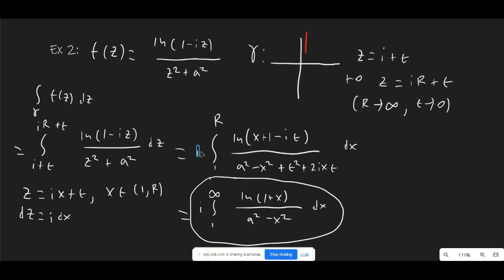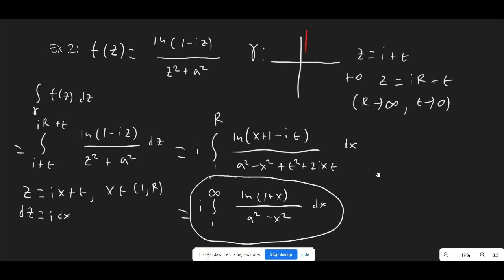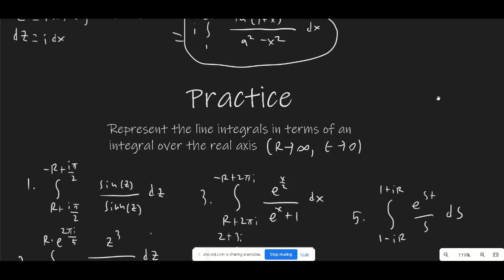dz is going to be i dx, and that allows us to go ahead and plug in everything right here. We get an integral from 1 to r, and then we let r go to infinity and epsilon go to 0, and we get i times the integral from 1 to infinity of ln of 1 plus x over a squared minus x squared. Very nice. So now let's go ahead and look at some practice problems.